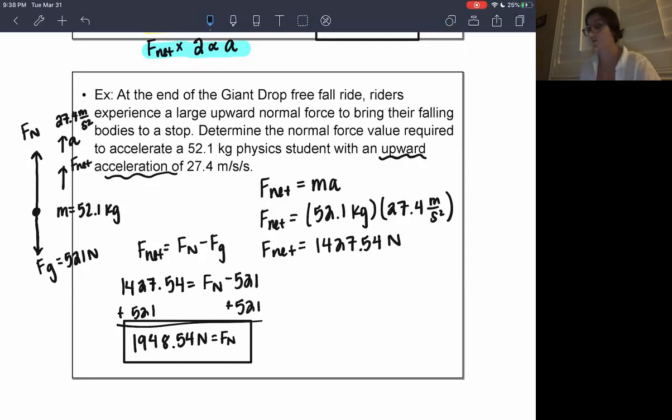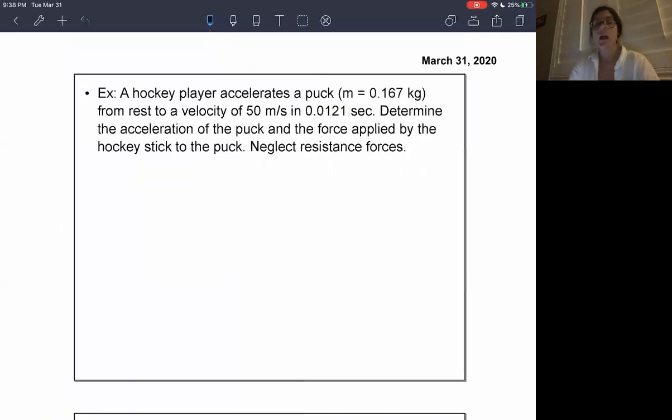So let's move on to another example. A hockey player accelerates a puck with a mass of 0.167 kilograms from rest to a velocity of 50 meters per second in 0.0121 seconds. Determine the acceleration of the puck and the force applied by the hockey stick to the puck. Neglect resistant forces. So there's a lot of information here.